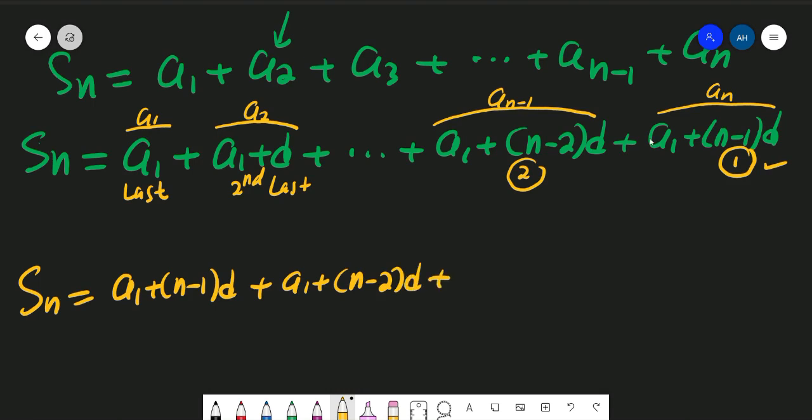Plus dot dot dot, and then we want to add the second last term. Where is my second last term now? This one. This is my second last term, that is a1 plus d. And I want to write down my last term, that is a1. My first term now has become my last term, that is a1.